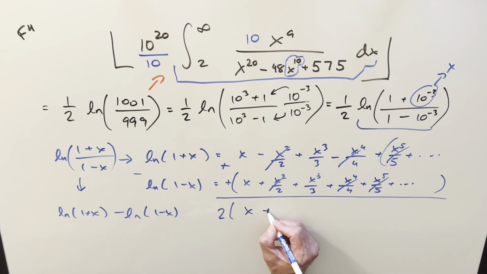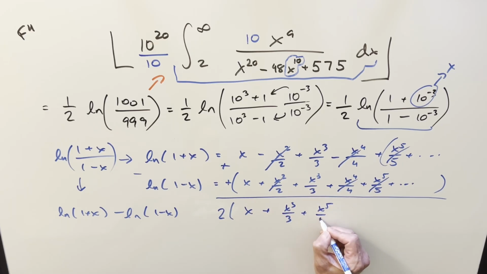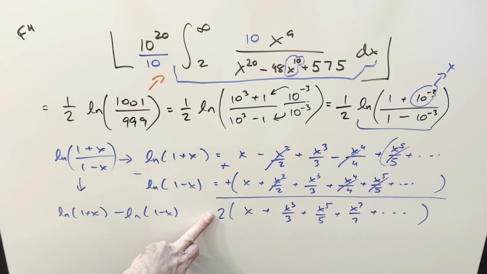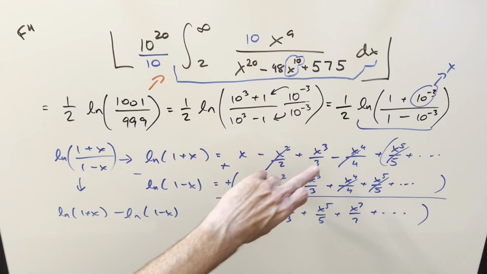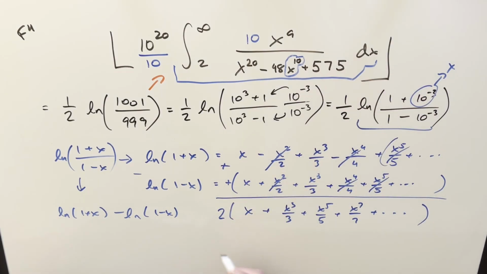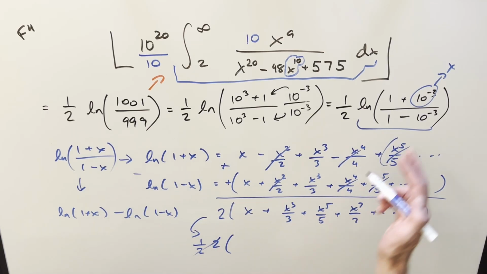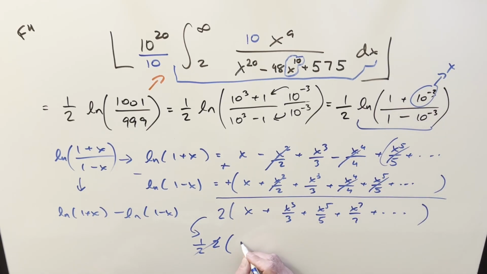So 2 times x cubed and x to the 5th, etc. So using this formula and getting back to our problem, where we know what our x value is, what this is going to become is 1/2 times 2, which of course is going to cancel. And then we have our x value, 10 to the minus 3. So this becomes 10 to the minus 3. I'll just leave it. I won't simplify it.